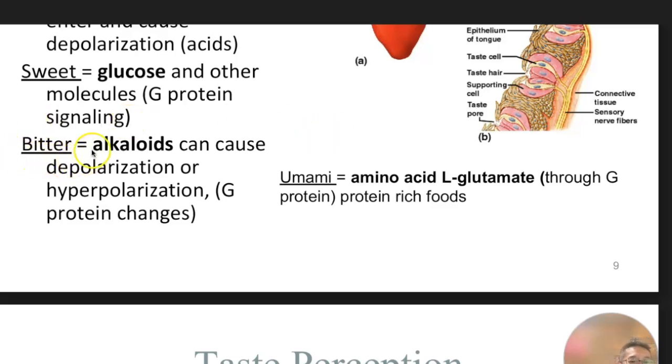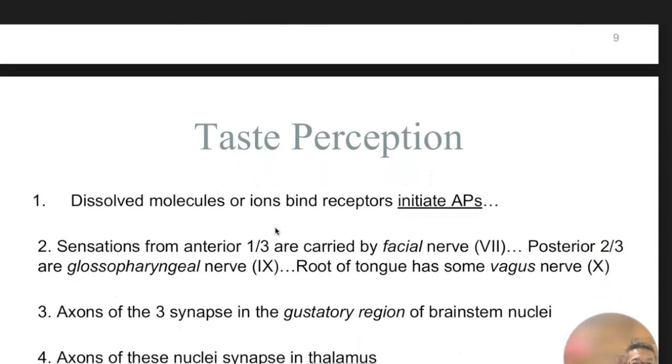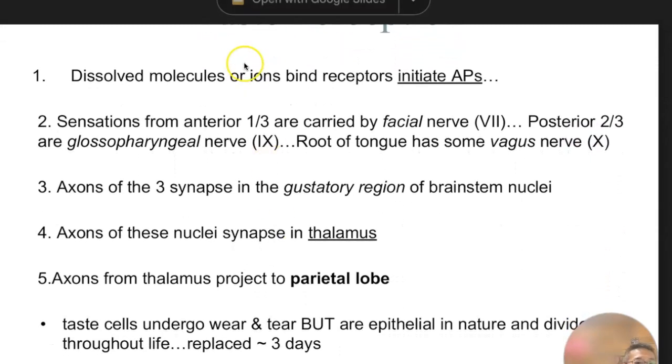Also, if you eat something poisonous or bitter, your body will initiate a gag reflex, so you get it out and spit it out, or throw it up. So how taste happens is the molecules dissolve and initiate an action potential. Sensation from the anterior 1/3 of the tongue is carried to your brain by the facial nerve. The posterior 2/3 is carried by the glossopharyngeal nerve, and the root of the tongue has the vagus nerve. So all these three nerves work together to carry the sensation up to the brain.